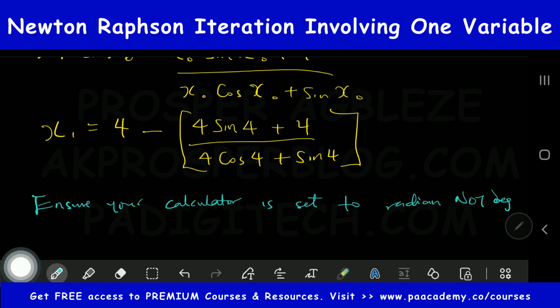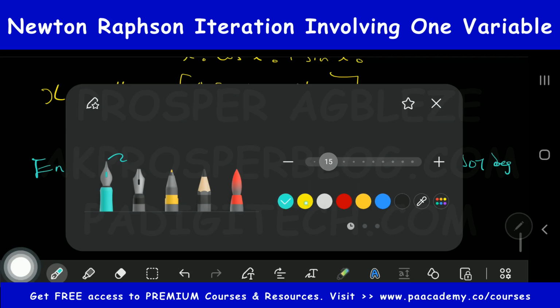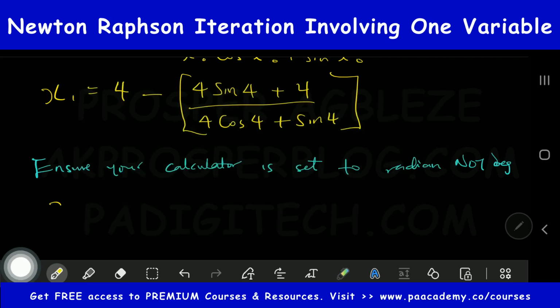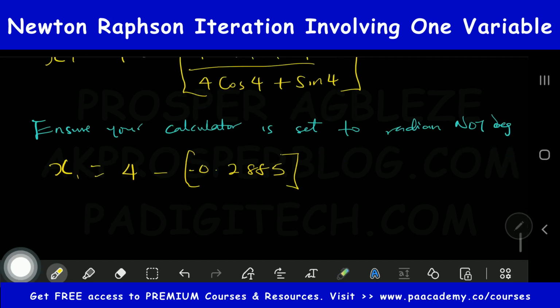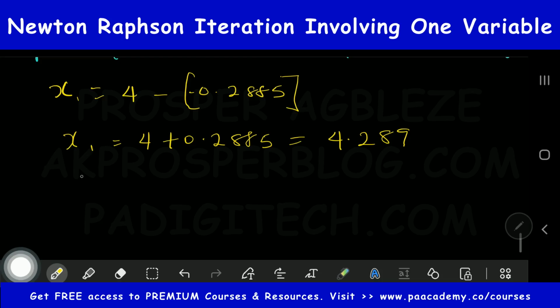If you do that on your calculator, you are going to get x1 equal to 4 minus, and what is going to be there is minus 0.2885. But if you're not set to radian, you get something different, so you need to set it to radian. So our x1 will be equal to 4 plus 0.2885, and that gives us 4.289. Now this is not where we are going to stop. We are going to do another iteration, and I'm going to let you know where we are going to stop, because we've gotten a value for our x1.